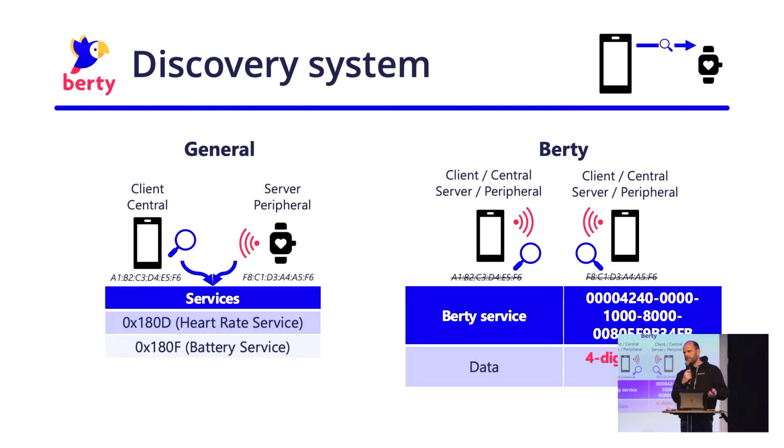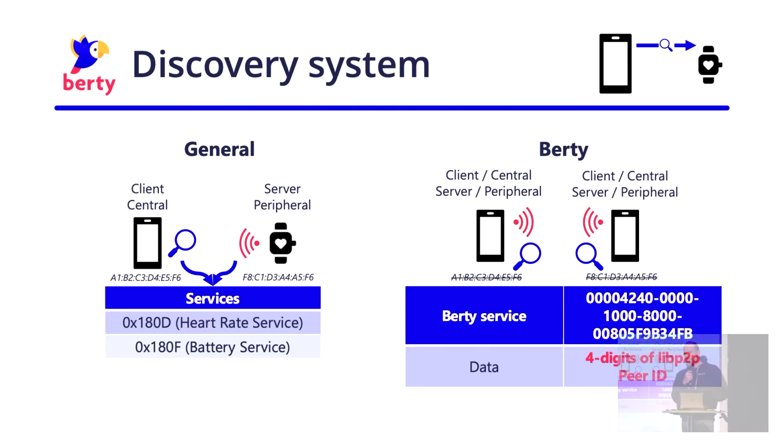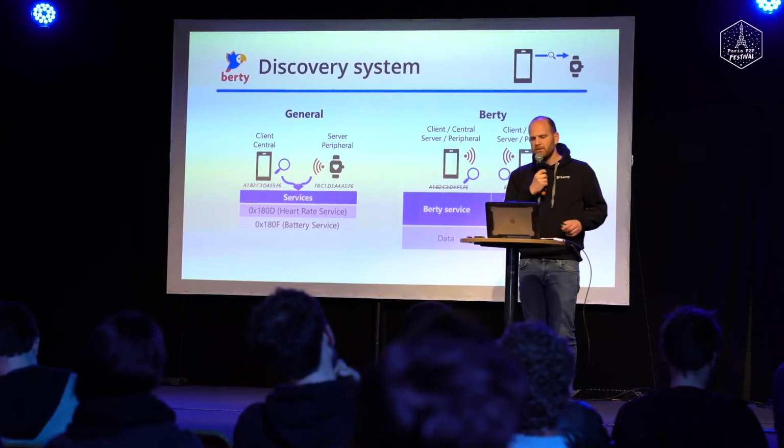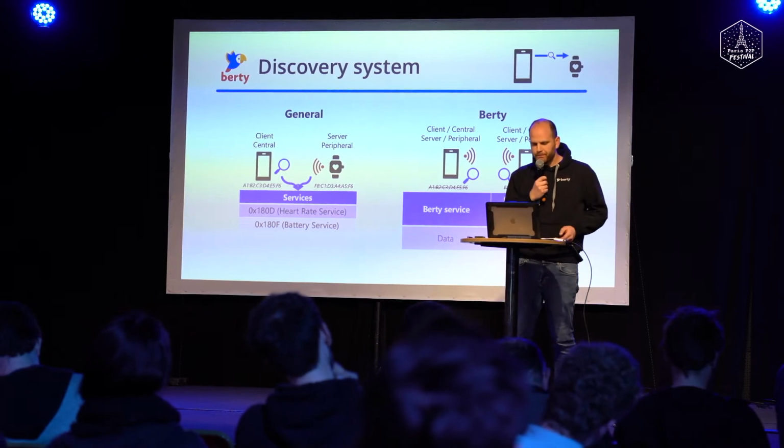We must add some data with the Berty service to identify the devices uniquely. And we put only 4 digits of the P2P peer ID. Why 4 digits? Because in the advertising packet, we can only put 31 bytes. And if I remember correctly, the peer ID is 46 bytes. So we put only 4 digits to identify a device.